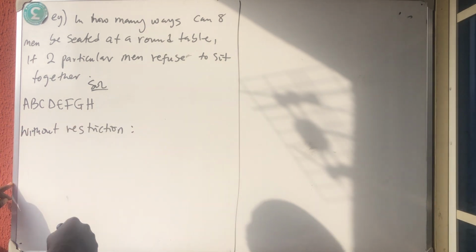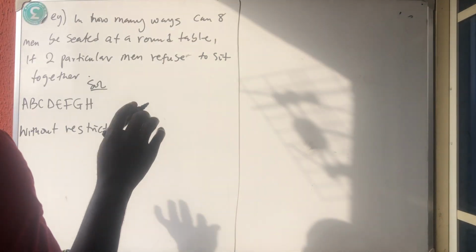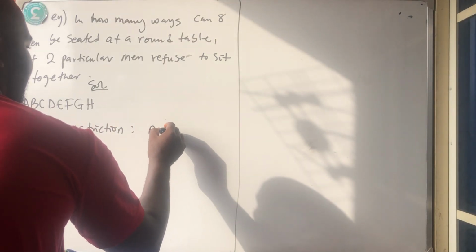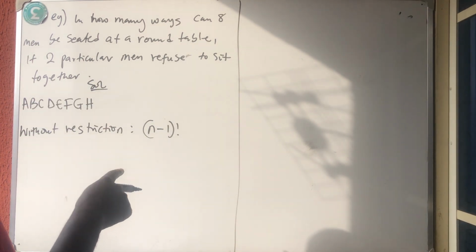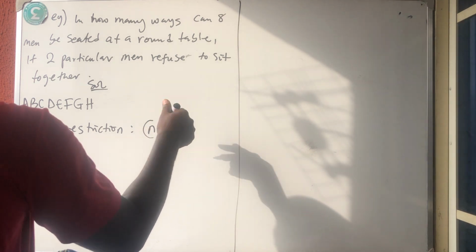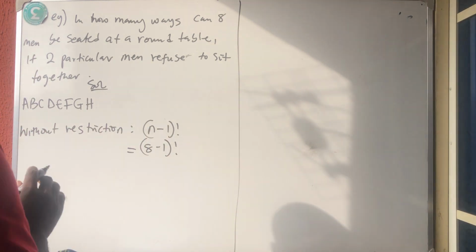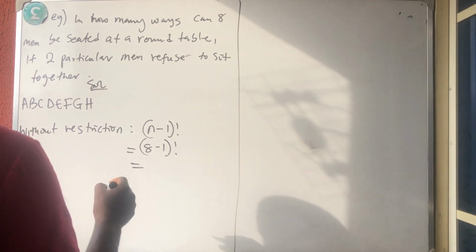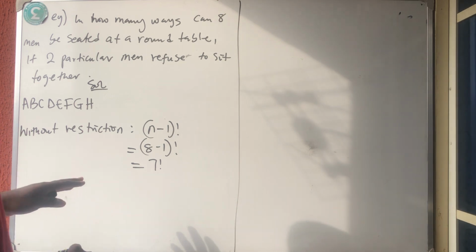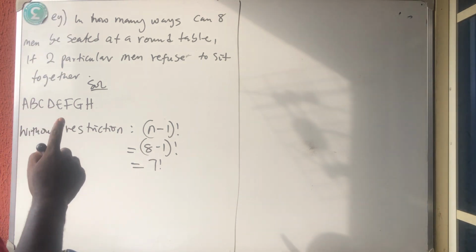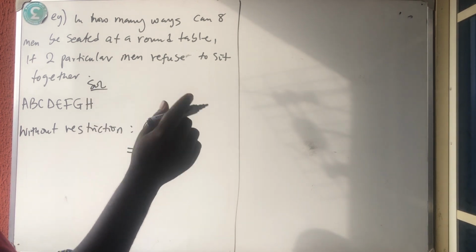Now without restriction, that is, there is no condition attached, my answer is simply n minus 1 factorial. Why? Because they are sitting at a round table. But if it's in a row, it will just be n factorial. So my answer is simply 8 minus 1 factorial. Are you with me? Which is 7 factorial. 7 factorial means 7 times 6 times 5 times 4, like that.